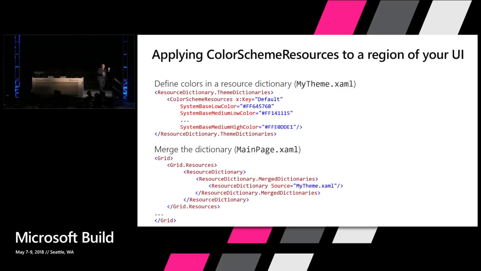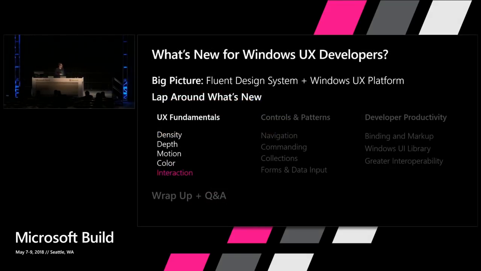And so I can have this part here have the blue and red scheme, and this part here can have the gray and white scheme, or whatever you want. Very easy to create richer apps this way with great branding and color. So that's how we're improving color.